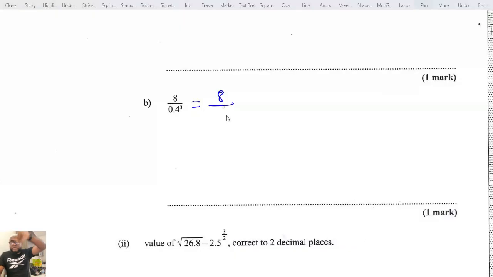Somebody just give me again there. 0.064. Somebody second that. Right, good. 8 divided by 0.064, please. Come on, we are moving faster. This is number 1, eh? 125. Somebody second, third, fourth, and fifth this.